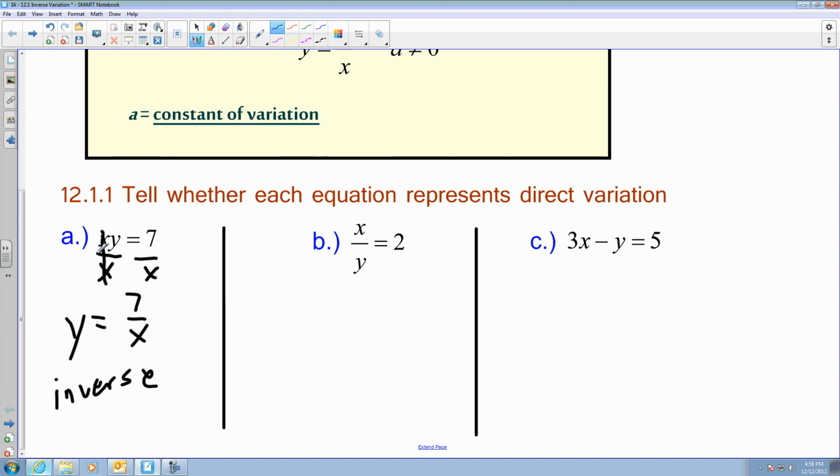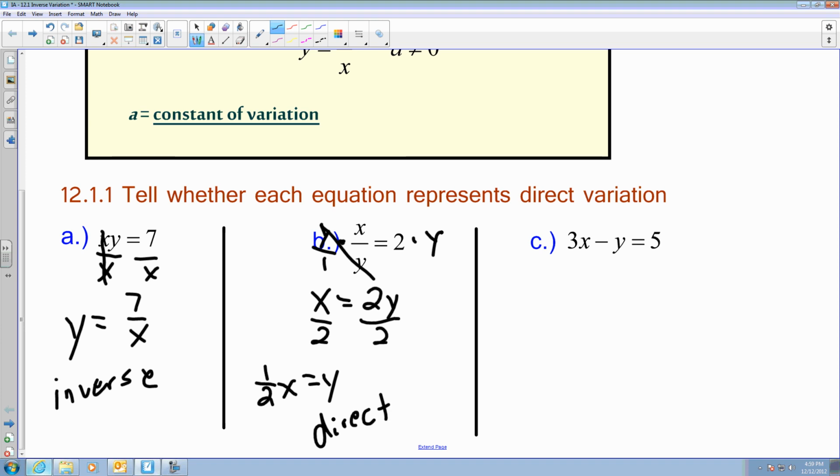So for B, I have x divided by y equals 2. So in order to get y equals, I need to get y out of the denominator. So I'm going to multiply both sides by y, which cancels, and now leaves me with x equals 2 times y. So now I divide both sides by 2, and this leaves me with 1/2 times x equals y. And this looks like a direct variation, where a here equals 1/2.